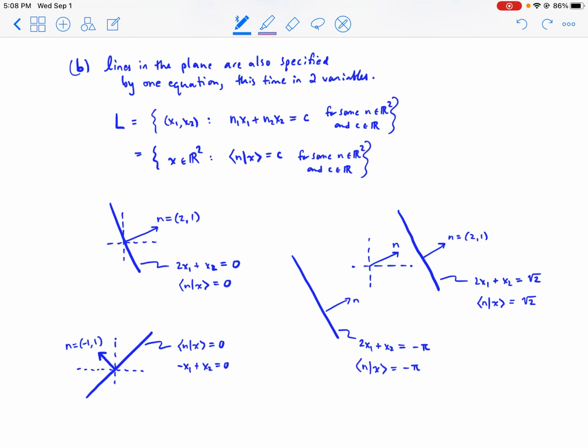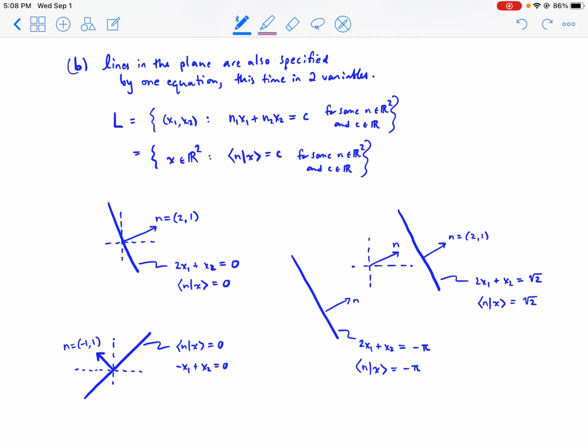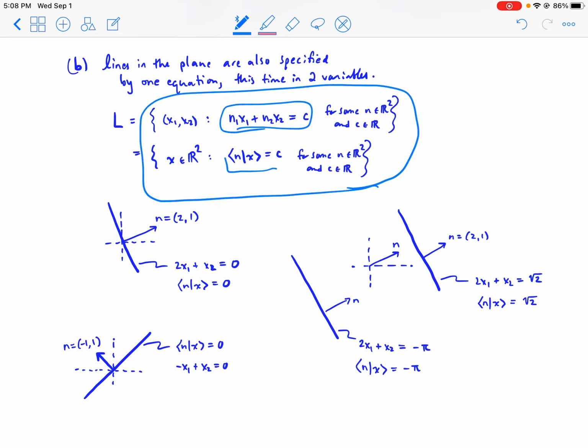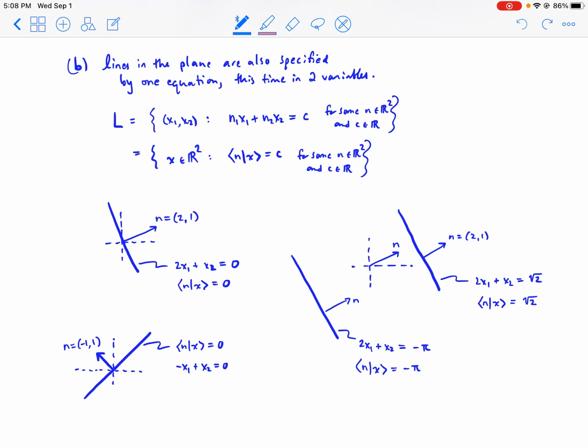Okay. Great, so lines in the plane are very similar. They're also specified by one equation, this time in two variables. And I wrote it in two ways, a more detailed form, and then a shorthand where we've put some of the details into this dot product notation.